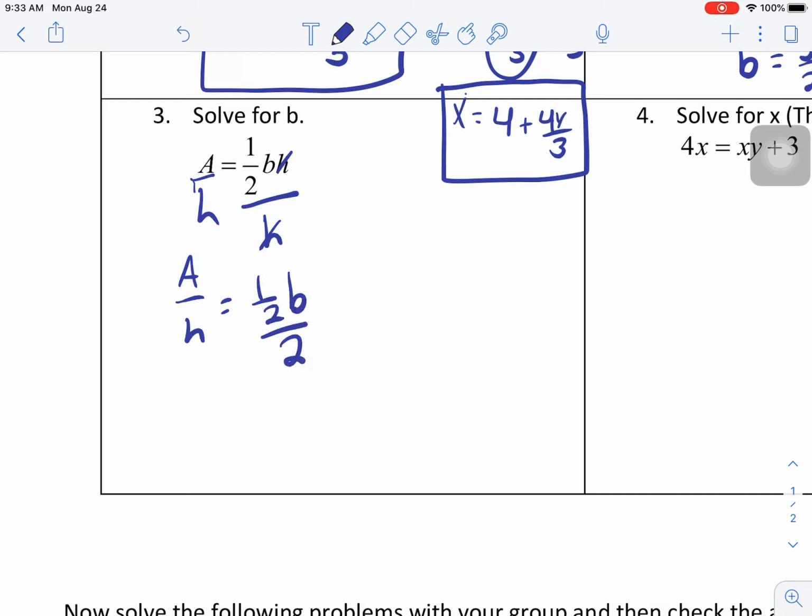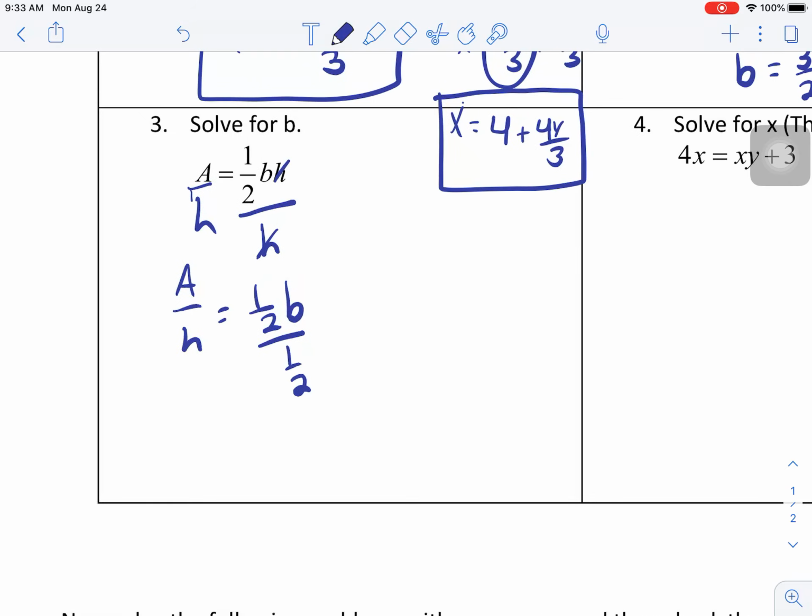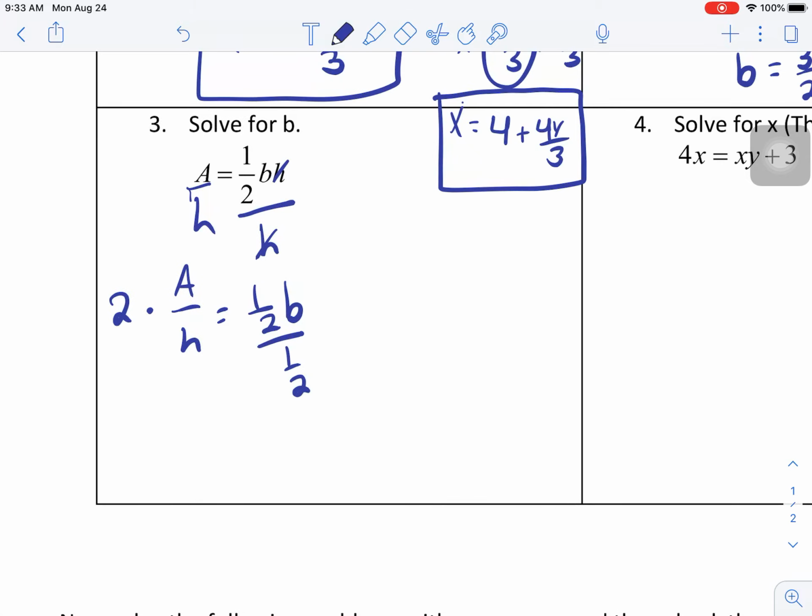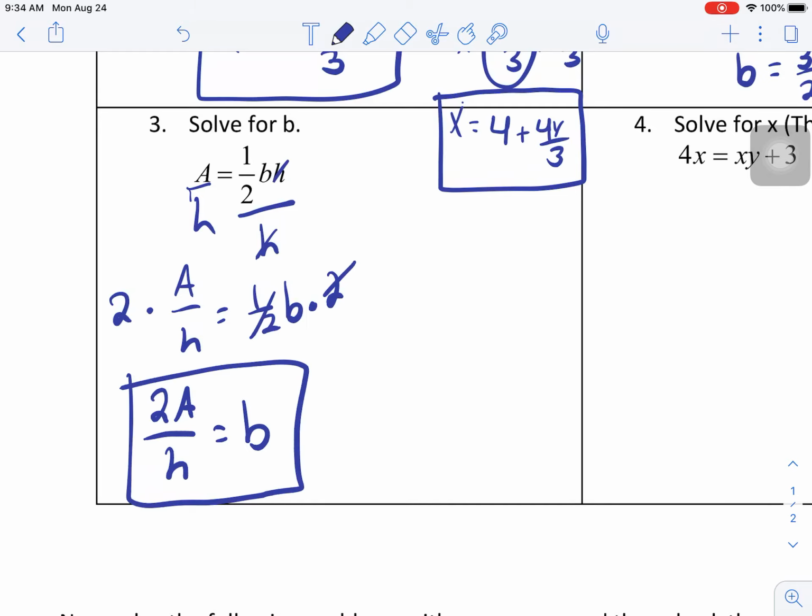And then if you divide by 1/2, sorry, that is the same thing as multiplying by 2. Dividing by a fraction is the same thing as multiplying by its reciprocal. So I'm just going to say times 2. And notice how the 2 and the 1/2 would cancel. So that would give us 2a over h is equal to b. And that's fully simplified.